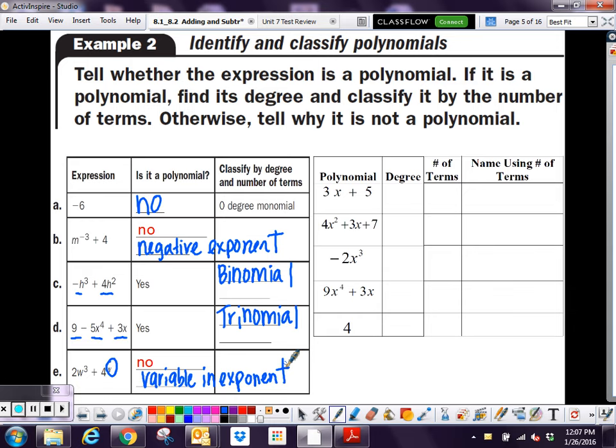All right, now we're going to fill out this little table. We're going to get the degree, the number of terms, and the name using the number of terms. Okay, so the polynomial is 3x plus 5. Okay, we talked about degree already. The degree here would just be 1. The number of terms, we've got 2, which means we can call this a binomial. Okay, the second one, 4x squared plus 3x plus 7. My highest degree exponent is 2. There's 3 terms, which means I can call this a trinomial.